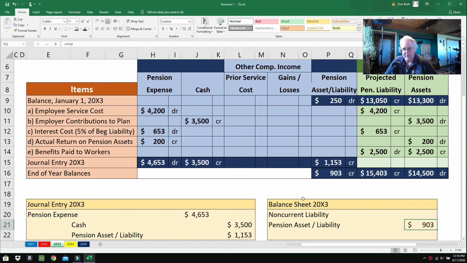In example number 4, we're going to learn about a few more transactions. We're not quite done yet. So I hope this helped.